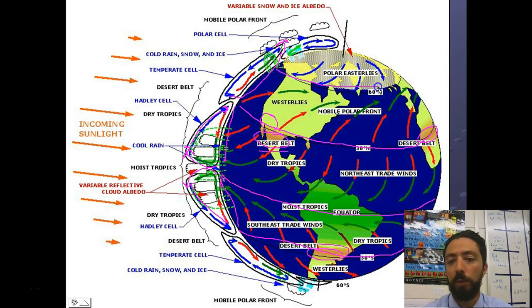So you end up having a lot of forests or precipitation up here at 60 degrees, right? And most of Canada is covered in forests. Forests need the water, and they get it from this rising air mass.